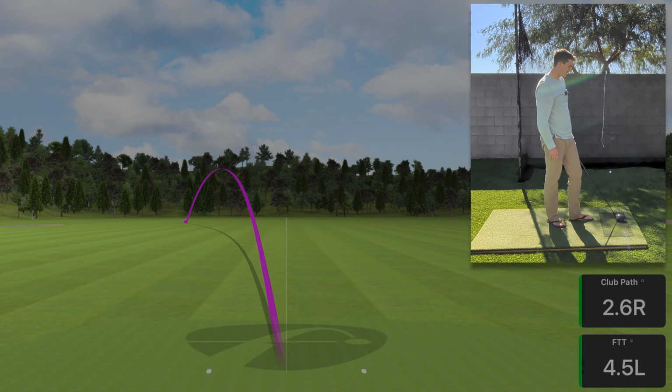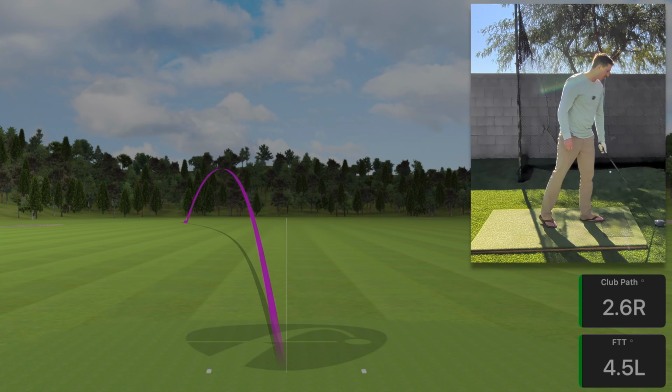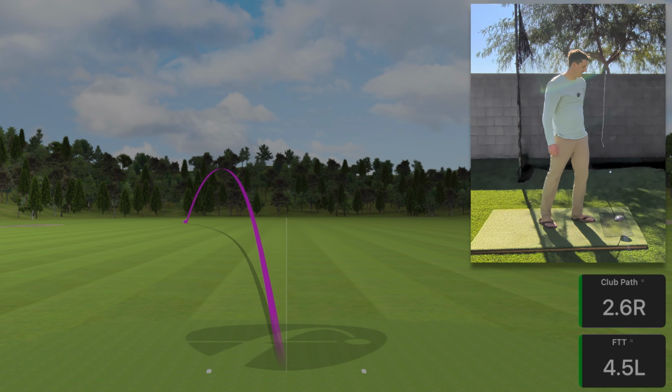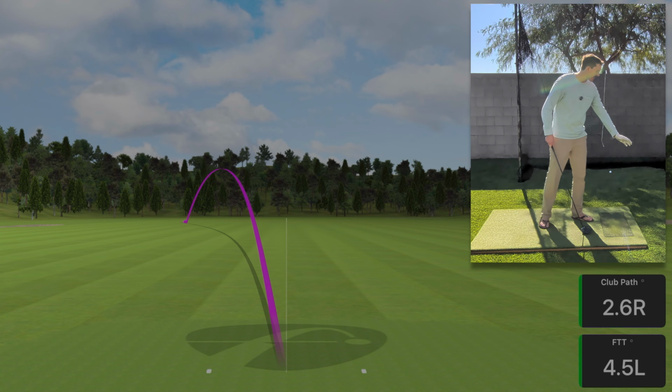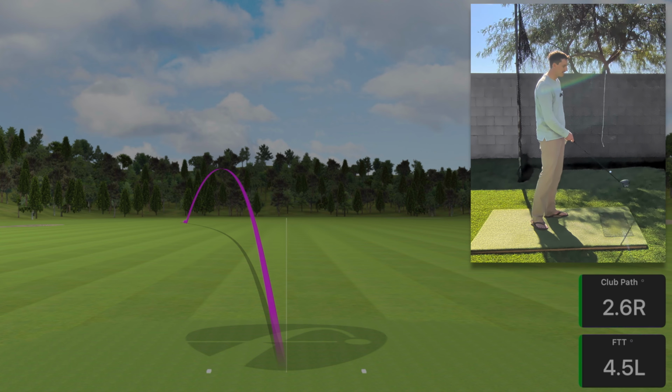Out to in club path, or in to out. I'm okay with that. 4.5 left, that's gonna be no bueno. So remember, in to out club path: in to out causes a draw, out to in causes a fade. If we're looking at this, I got 2.6 right. So that means I got an in to out causing a draw, and my club face was 4.5 degrees left, also causing kind of a draw. Add those two numbers together and you get a hook.